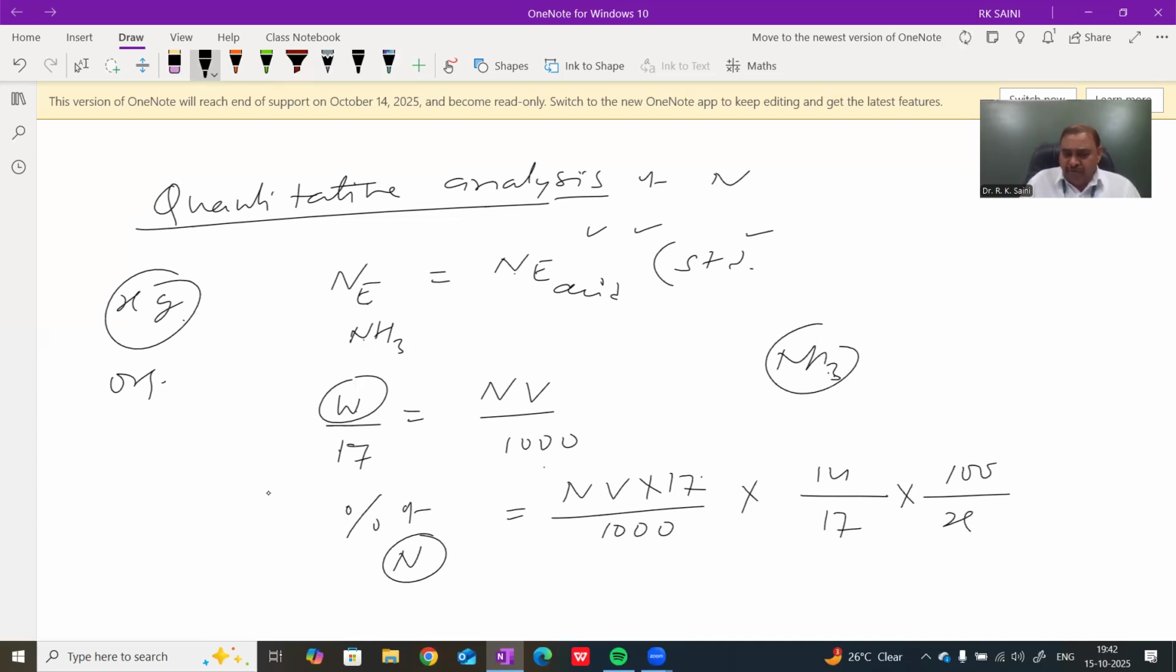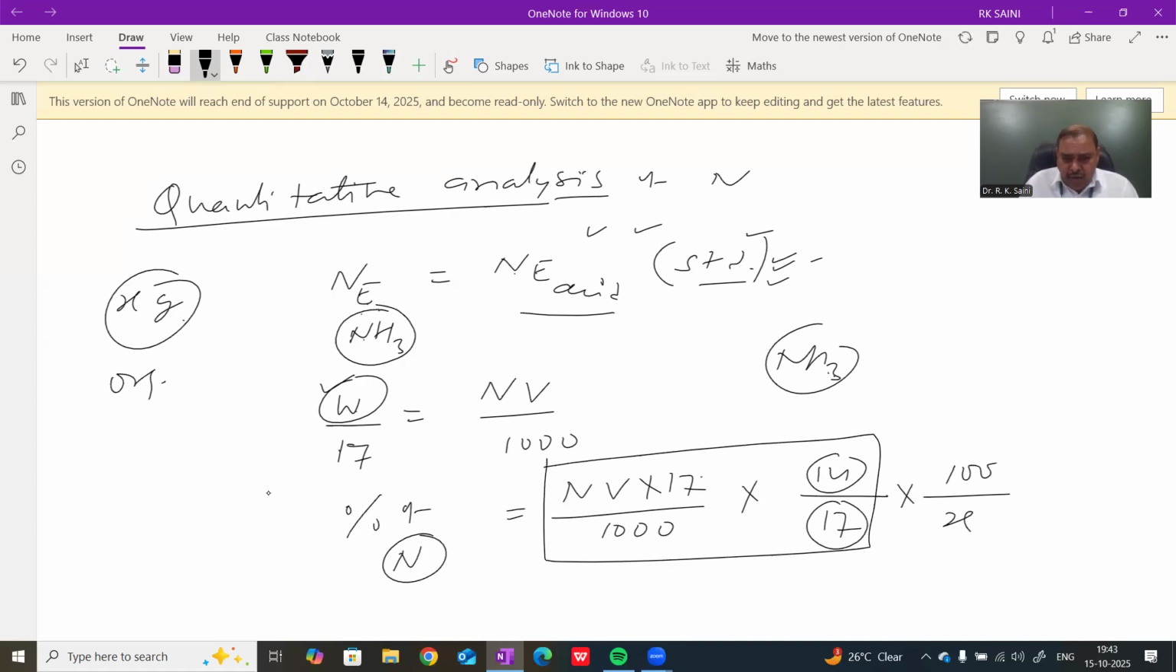Another way: first, we evolve ammonia gas. This ammonia gas is treated with a standard solution of acid. Standard means its normality and molarity are given, and its volume is calculated by the titration method. Now, by the use of the law of equivalence, we find the weight of ammonia. We know that 14 gram nitrogen is present in 1 mole of ammonia. Therefore, this amount of nitrogen is present in the total ammonia. This nitrogen comes from X gram of organic compound. Therefore, the percentage of nitrogen in the organic compound is calculated with this.